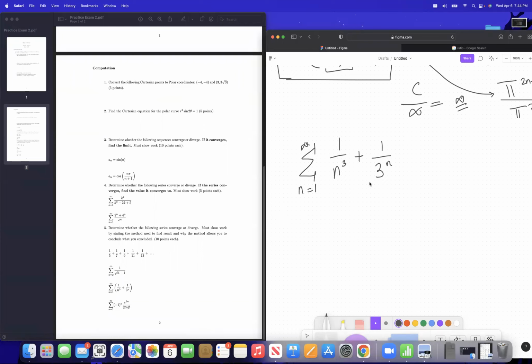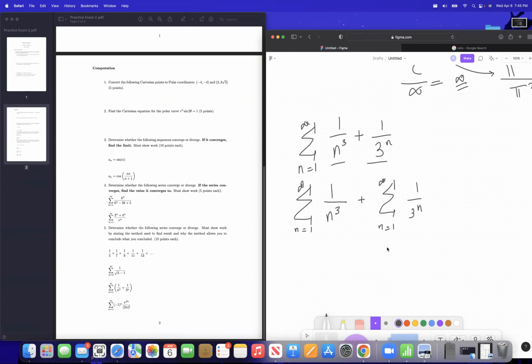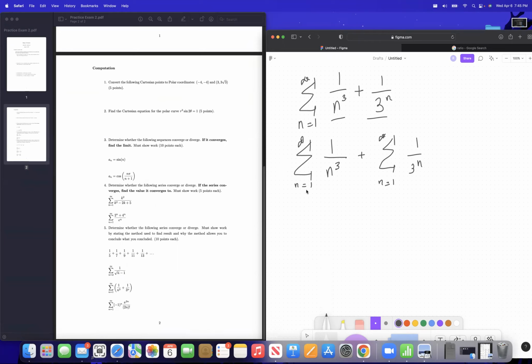Now, I'm not too sure if you're aware, but if you have a series and you're adding two things, you can actually break this into two different series. It's the addition of two. These are now their own series problems, right? And so now you have to solve these individually and see what happens.